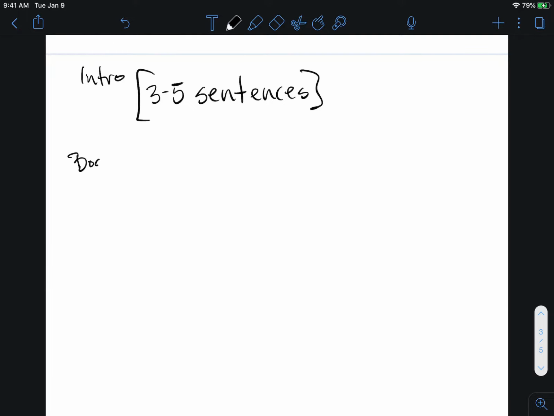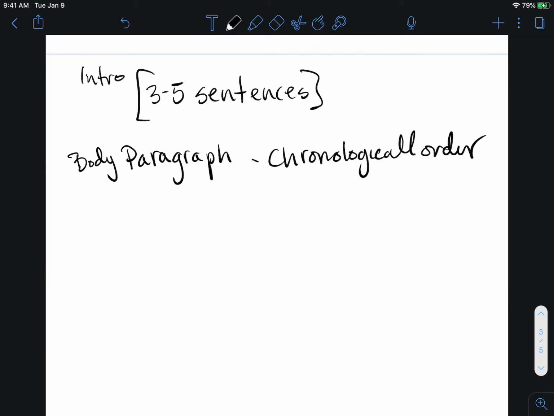For your body paragraphs, the easiest way to practice this is to go in chronological order. How does he go from the beginning of the essay to the end of the essay to reach that central idea, all the way to that central idea? And then you have your conclusion. I'm not so much worried about the conclusion as I am about these body paragraphs, how you are showing how the author is writing.